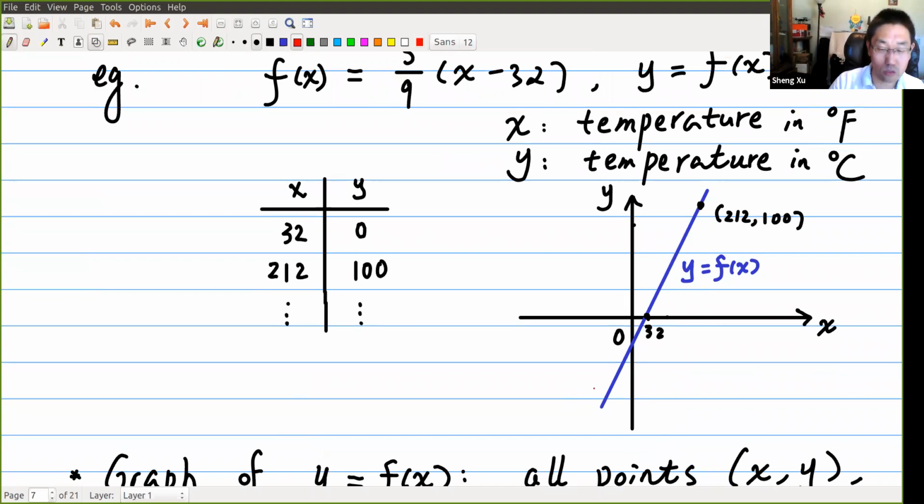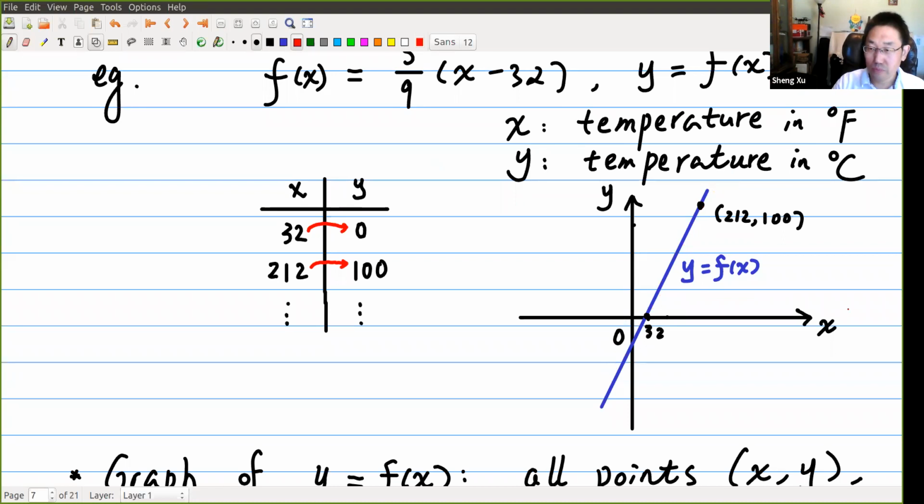In this case, we know if x is 32, y is 0 degrees Celsius. If x is 212 Fahrenheit, the temperature is 100 Celsius. So you have two points. On a Cartesian coordinate system, if x equals 32, y is 0, so we have this point for that correspondence. And for x equal 212, I have a correspondence of 100, so I mark another point. Of course, we know the graph y equals f(x) is a line. For different x values you get different y values, and you can collect all these points. The collection of all these points on the Cartesian coordinate plane is a curve, and that curve is called the graph of this function.